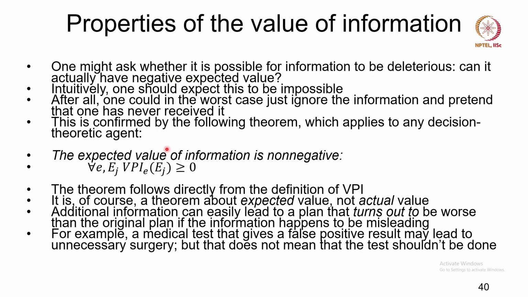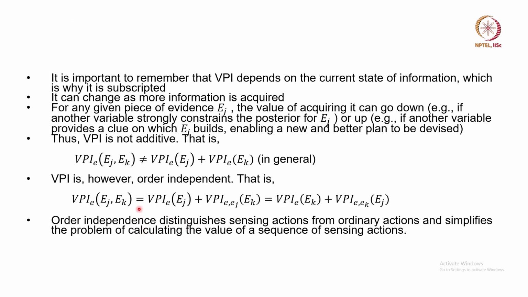Okay, so we know that the value of perfect information is VPI, right? And VPI, depending on evidence EJ, for evidence EJ, VPI has to be greater than or equal to 0. That's the first property that we talk about. So this value is always non-negative, basically. It's always positive, okay?